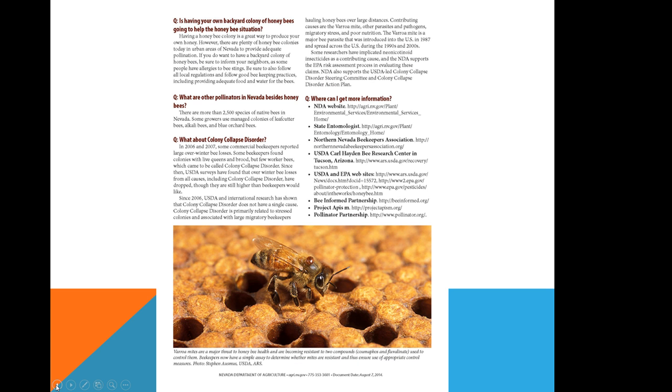Page 2 of the NDA fact sheet addresses concerns about raising bees in an urban environment and is designed to educate people about CCD. The fact sheet indicates that there are approximately 2,500 species of native bees in Nevada. These include leafcutter bees, alkali bees, and blue orchard bees, some of which are managed populations. Unfortunately, populations of non-native species, such as Africanized bees, have invaded some areas, and this presents a challenge for pest control operators and beekeepers who are on the front lines of controlling the spread of invasive species.